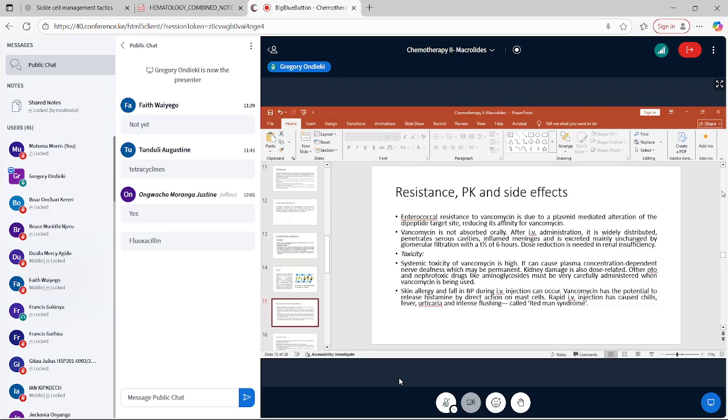Now, how do bacteria develop resistance against vancomycin? For Enterococcus, it's due to plasmid-mediated alteration of the dipeptide target site. That's the D-Ala site. So it means vancomycin will have reduced affinity to attach to that site.